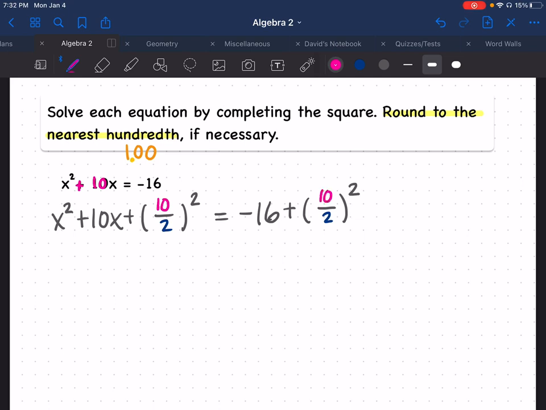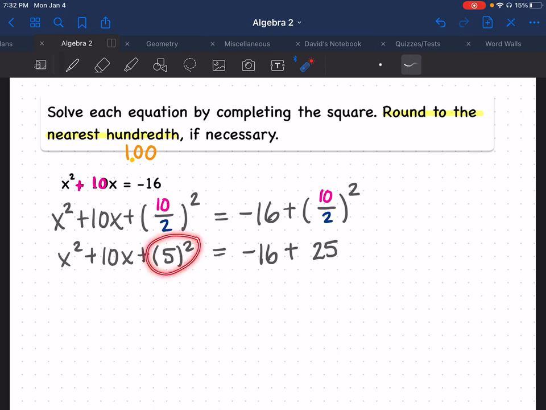And then I'm going to do a little bit of math in my head. Well, 10 divided by 2 is 5. So I have 5 squared. And of course, on the other side, I'm going to go a little bit further and say, well, 5 squared is 25. So notice what I did on this side, I did the dividing, and on this side, I did the multiplication. Both of these fractions are exactly the same.